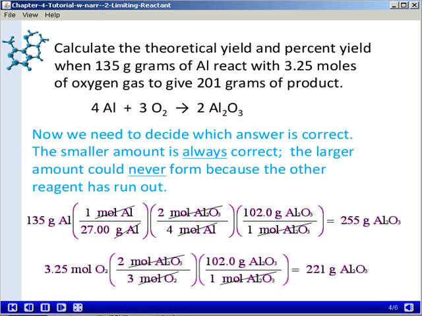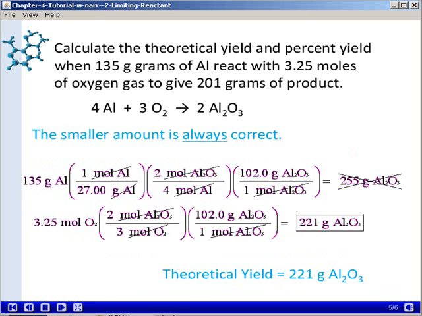Now we need to decide which answer is correct. And it turns out that the smaller answer is always the correct answer. The larger amount could never form because the other reagent has run out. In this case, we have 255 grams from the calculation based on aluminum, only 221 grams of product based on the calculation starting with O2, and therefore the smaller amount is always correct. The correct answer in this case is in fact 221 grams of Al2O3. That is called the theoretical yield. And the other answer that we got, the 255 grams, is useless. It's meaningless.